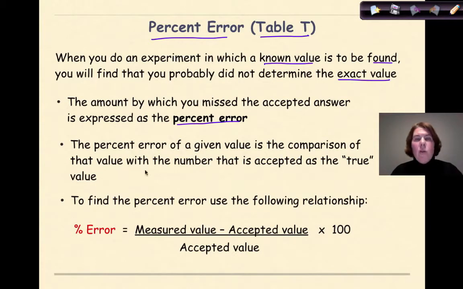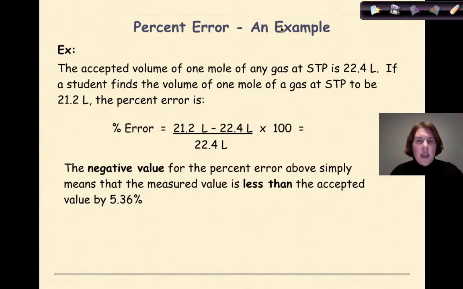To find the percent error, use the following relationship, where percent error is equal to the measured value, that is what you are measuring in lab, minus the accepted value, which will be a given, divided by the accepted value, which again is given, times 100. So let's look at an example.